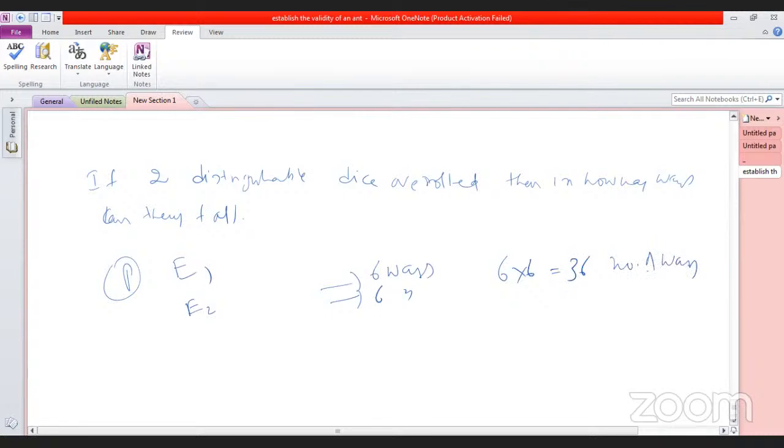So 6 times 6 is 36. We can take it as 36 ways. Another one we have to write here.